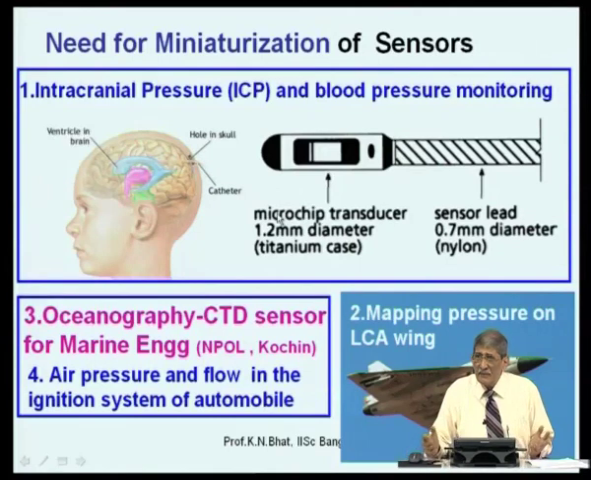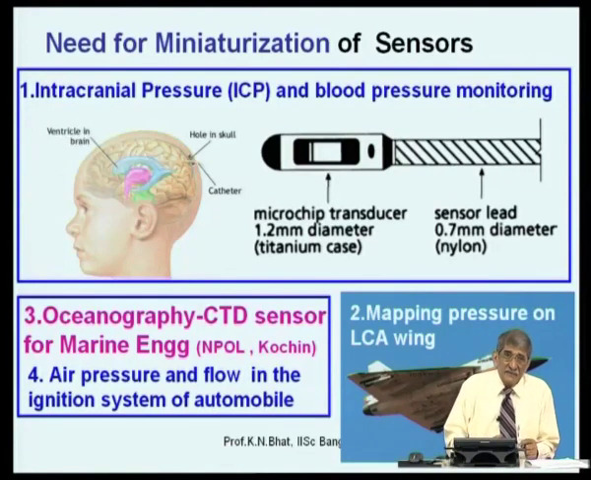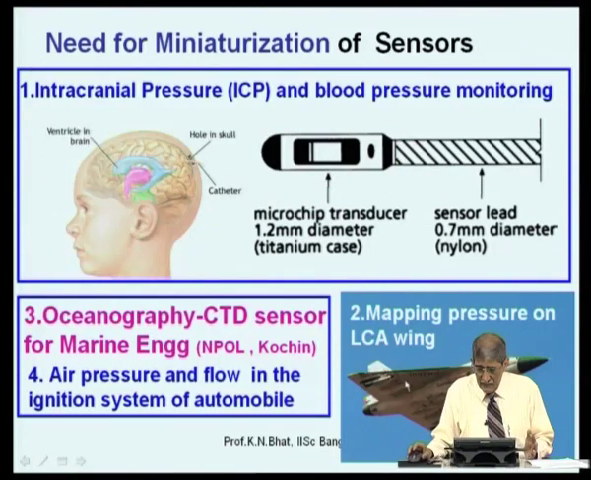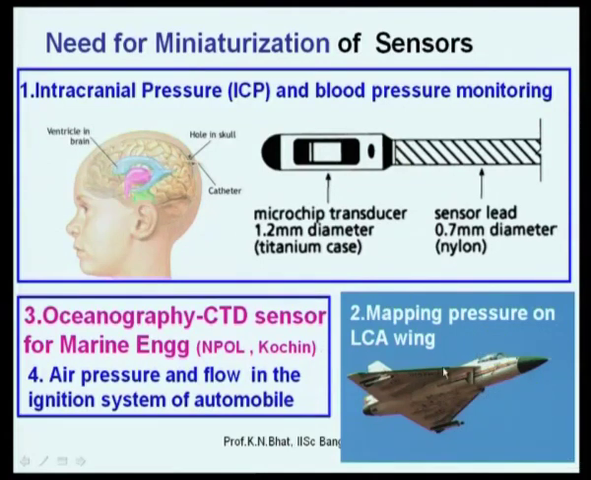You may have pressure sensors for different applications, but the key thing to see is, the chip may be of similar type, but the package will be different from one application to another application. This is the major difference between the package for integrated circuits and the package for MEMS or microsystems. If you want to use this pressure sensor for mapping the pressure on the wing of a light combat aircraft, then you must have a flat package. If I want to use it for this intracranial pressure sensing, you must have a package which is biocompatible.